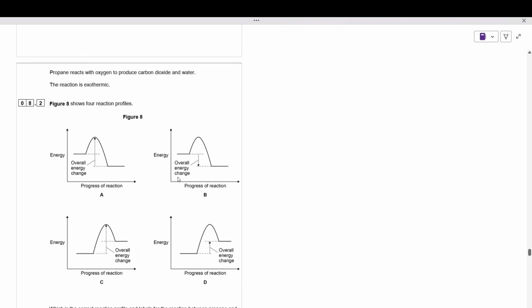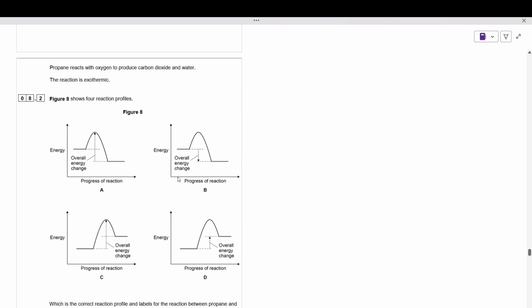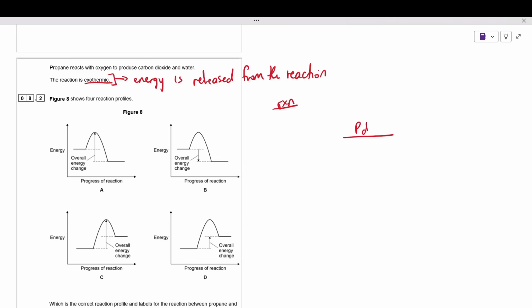Question 8.2. Propane reacts with oxygen to produce carbon dioxide and water. This is exothermic in nature. So for exothermic, you know that energy is being released from the reaction. Energy exits, it's released. Because of that, the product will have less energy than the reactant. So that's something that we know. We have the reactant and the product is going to be less, because we're releasing some energy.